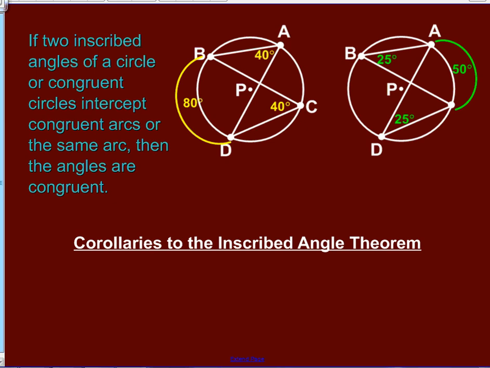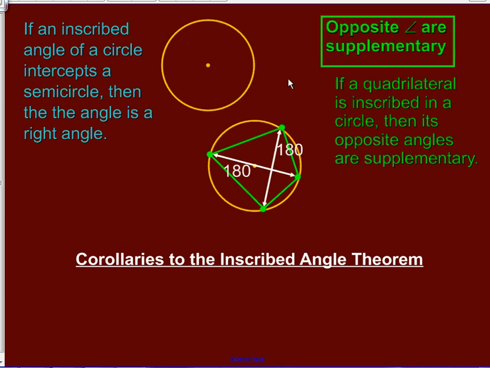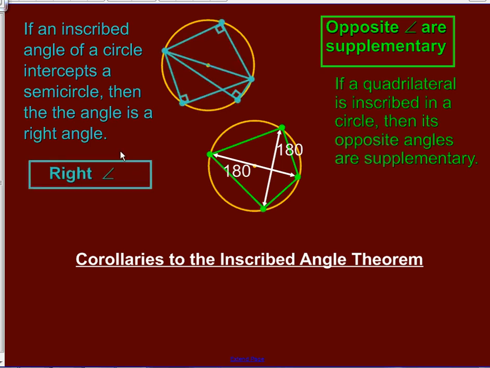All right. So the final corollary to the inscribed angle that we are going to talk about is this one. It says, if an inscribed angle of a circle intercepts a semicircle, then the angle is a right angle. So basically what that's saying is if an inscribed angle of a circle intercepts a semicircle, so if you see this inscribed angle, it's creating a 90-degree angle, and it intercepts a semicircle, so half a circle, then this has to be 90 degrees.